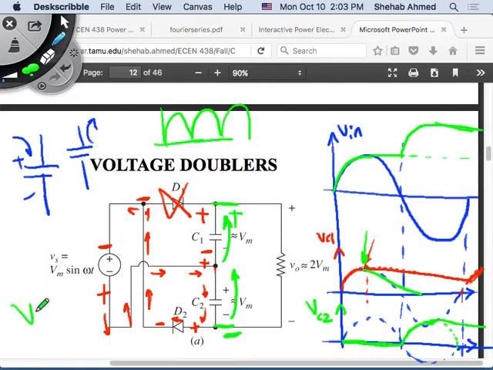So delta V is equal to what? V max over f R C. Same as the half wave rectifier. Okay.